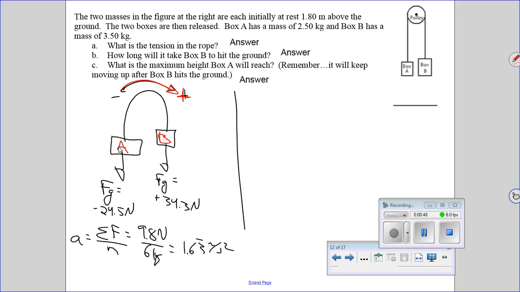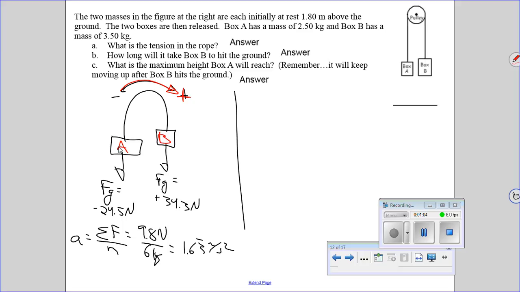What did you say the net force was? 9.8 newtons. Oh, okay. Good. I think you said the net force was 34. Either I misspoke or you misheard me, but the gravity over here is 34.3 and net force is 9.8. Okay. Are we good?